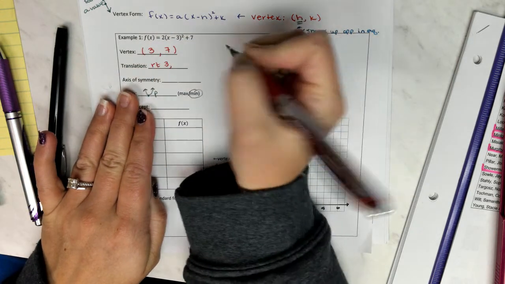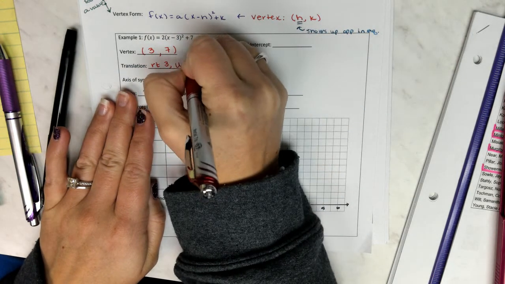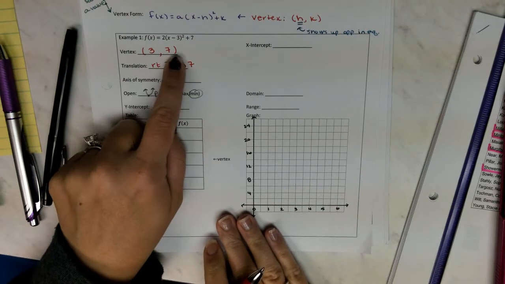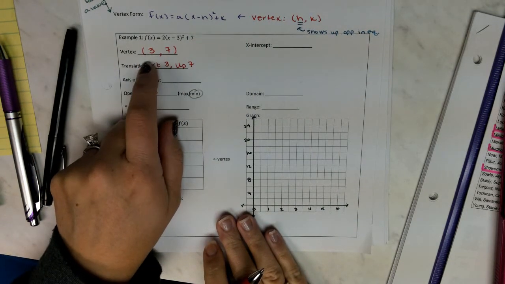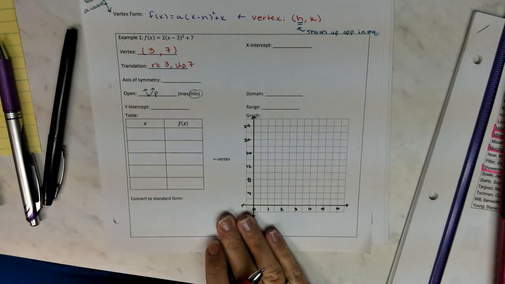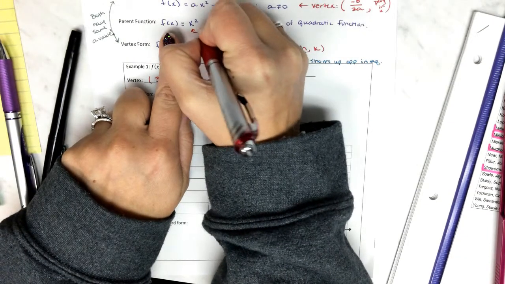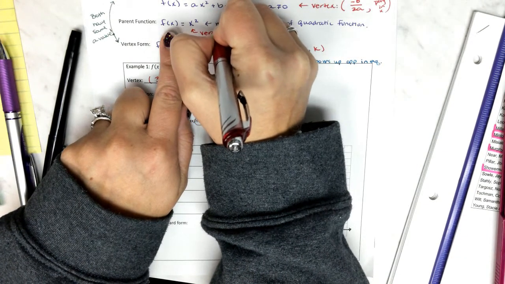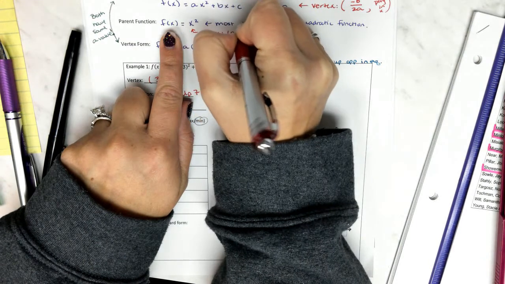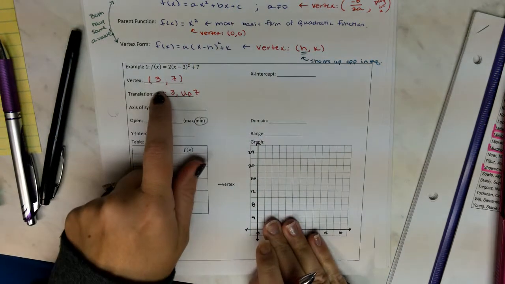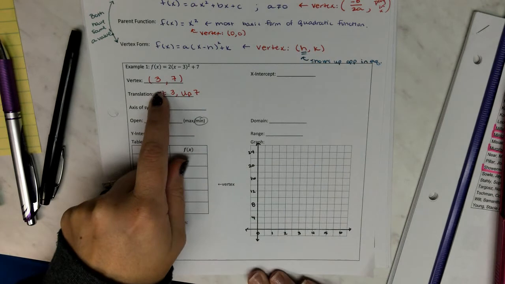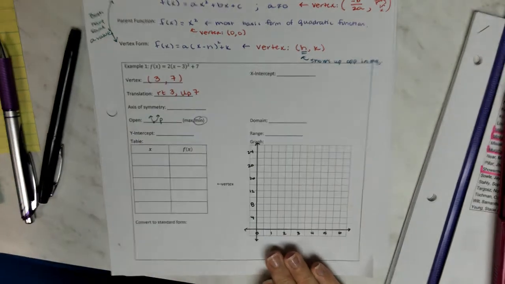And the number at the end says it goes up 7. Once you write that vertex, though, it doesn't matter because the 3, 7 is right 3 up 7. It's talking about the translation from our parent function. Our parent function, its vertex is at 0, 0. So when you move the vertex to 3, 7, that translates right 3 up 7.